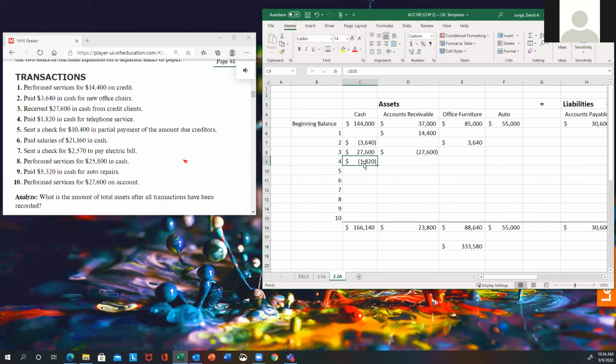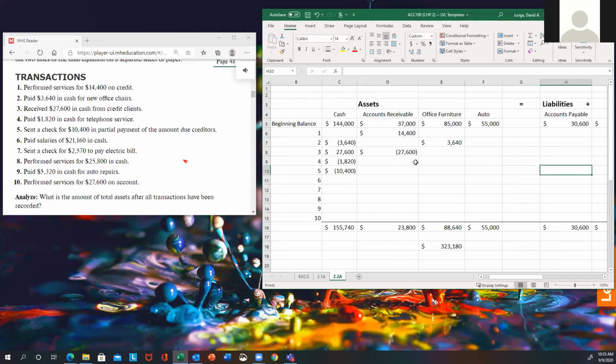Okay, that's number 4. Number 5, sent a check for $10,400 in partial payment of an amount due creditors. So we're paying our debt. It says send a check, so that's still cash. Just like before, you paid money, so we know cash should be decreasing. I put minus 10,400. And then I offset that with something. Does anybody know where the offset's going to go on that 10,400? Accounts payable.